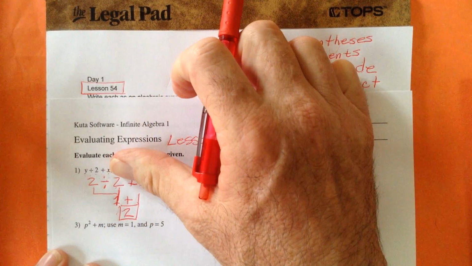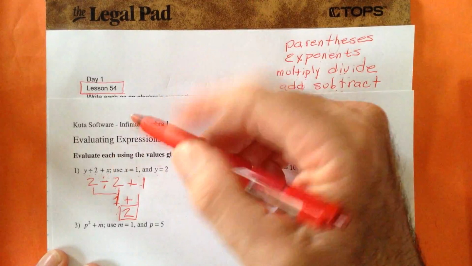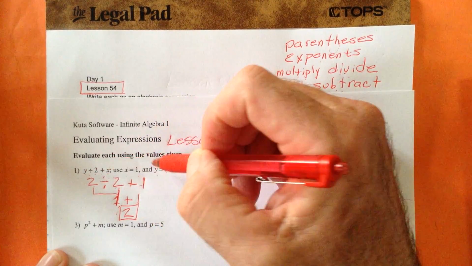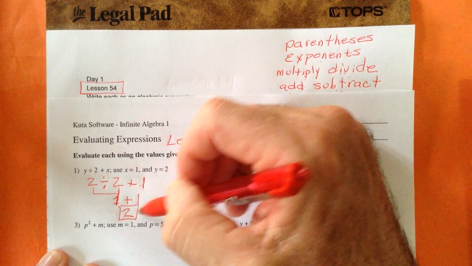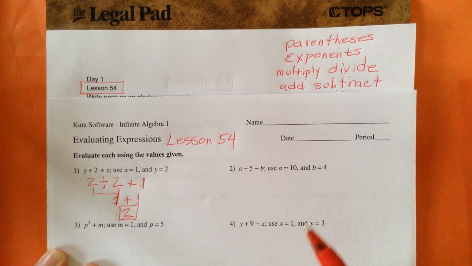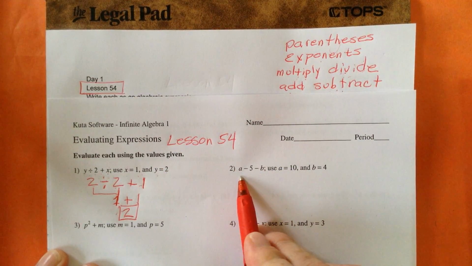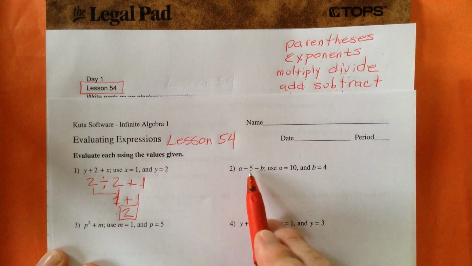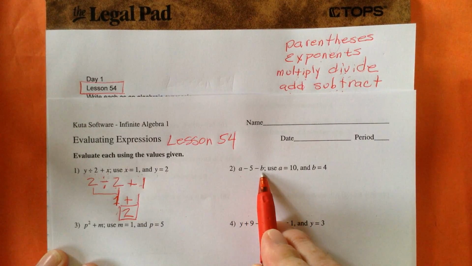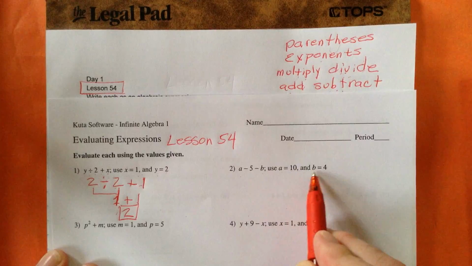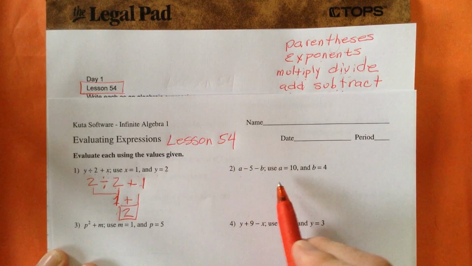If we had this equation and we replace the x with 1 and the y with 2, well, this would be the answer. Let's try this one, number 2. We have a minus 5 minus b. So if a is 10 and b is 4, what would be the answer?